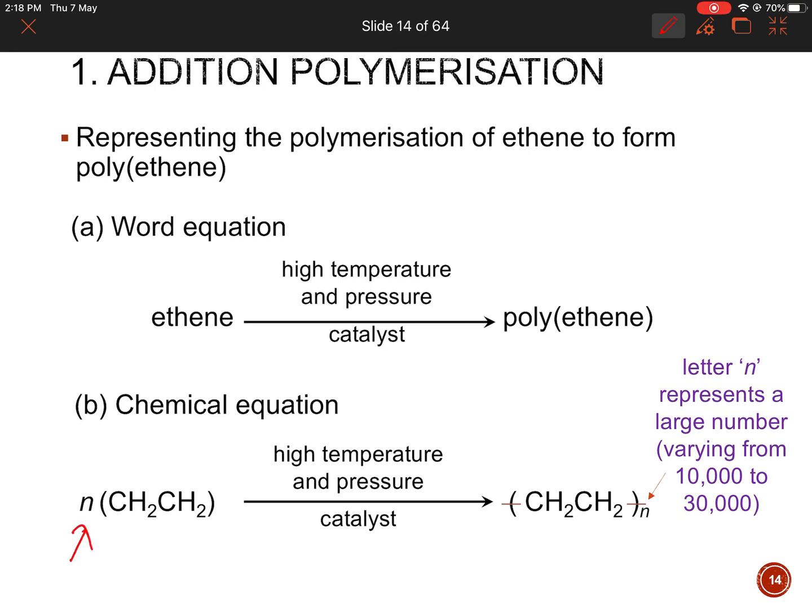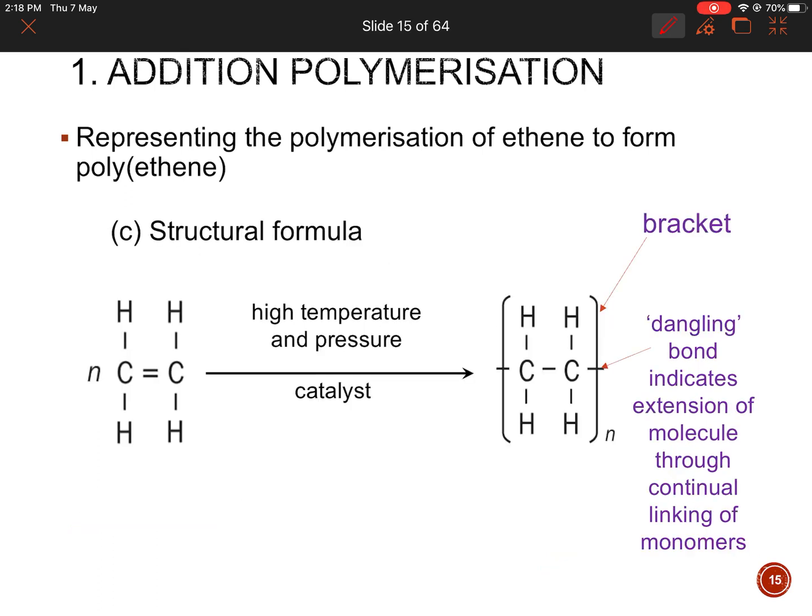N just refers to a large number because this large chain could consist of over 10,000 molecules, all the way to 30,000 or more. And when they are subjected to high temperature and pressure with a catalyst, they will form a polymer. So a polymer is represented by this formula. Okay, this one shows you more clearly.